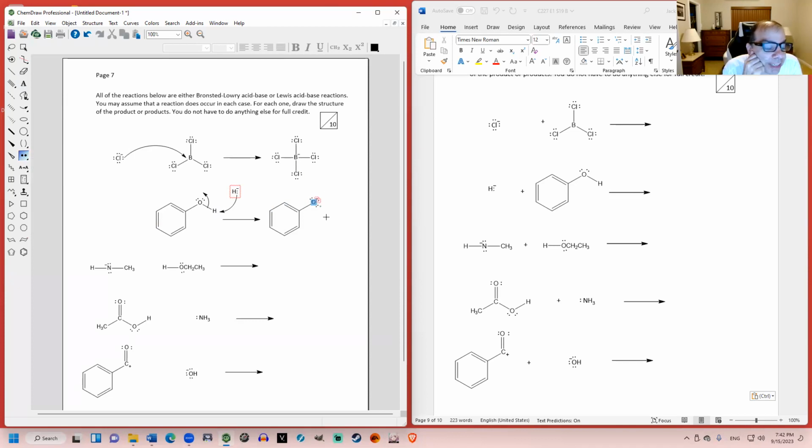and again, I want to stress they did not have to show the mechanisms on this exam. I'm just doing it because I think it makes it easier to see. And the other species is just H2.